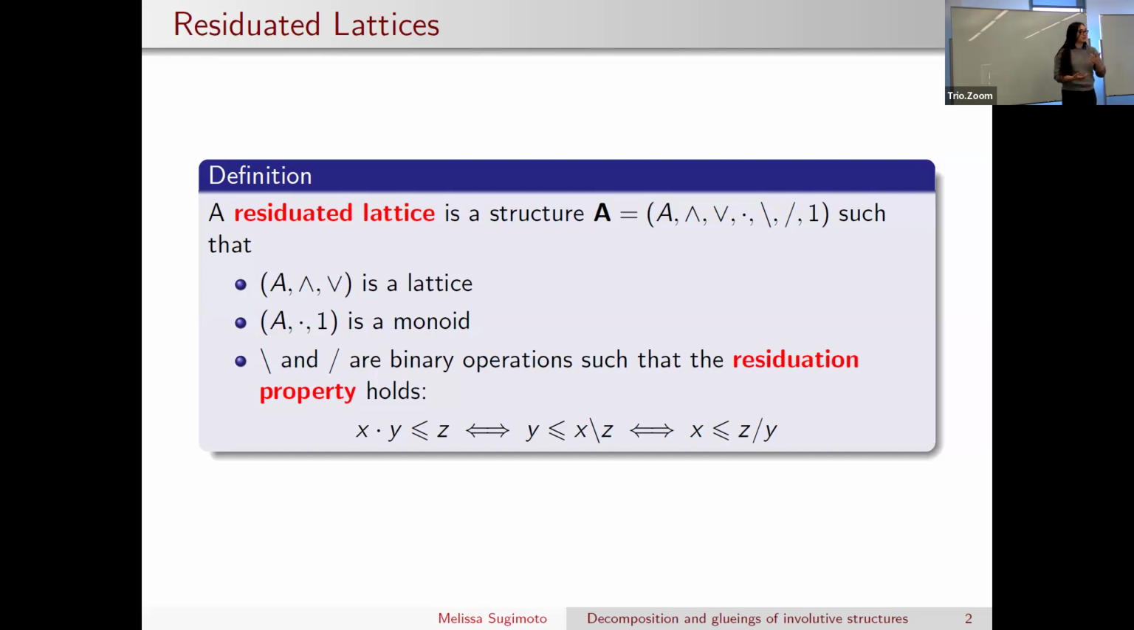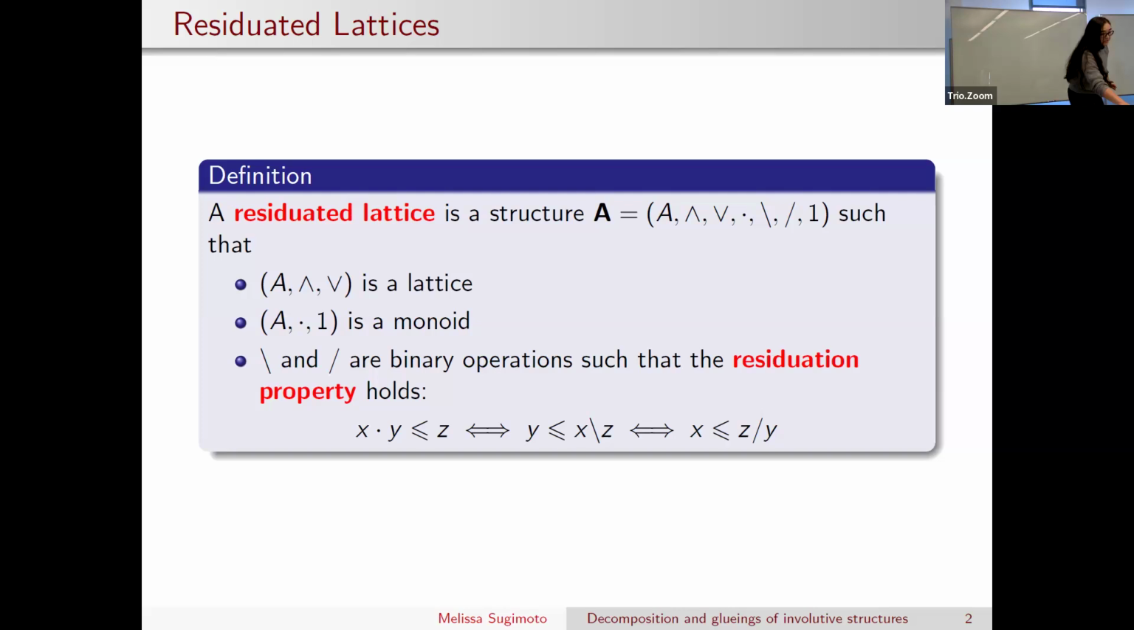We have a meet and a join that form a lattice. We have a multiplication with an identity forming a monoid, so it's also associative. And then we have these two binary operations, left and right division. And they have to satisfy this residuation property, namely that x times y is smaller than z if and only if y is smaller than x under z, or equivalently, x is smaller than z over y.